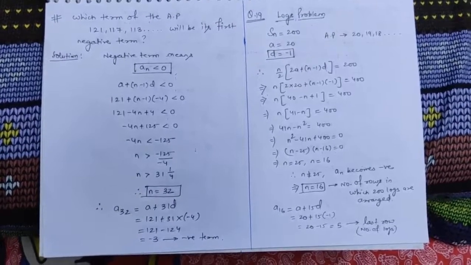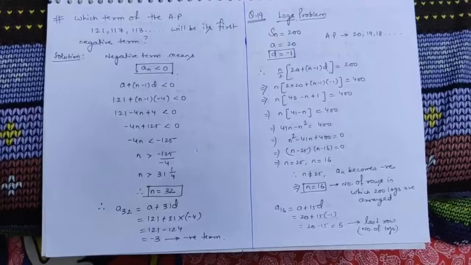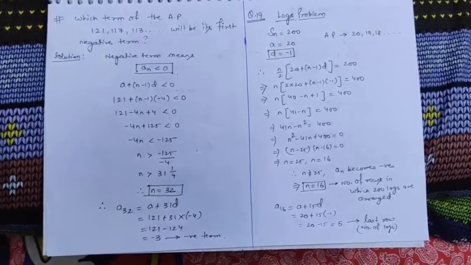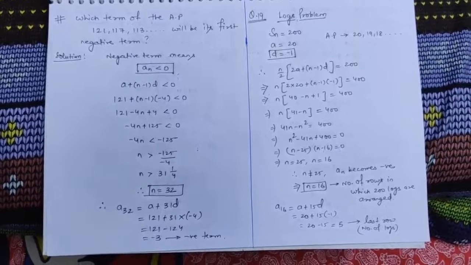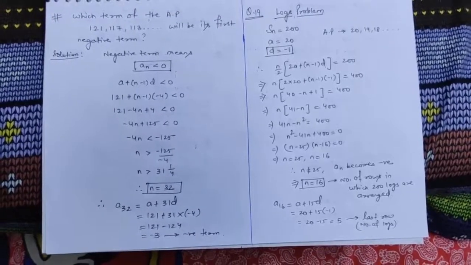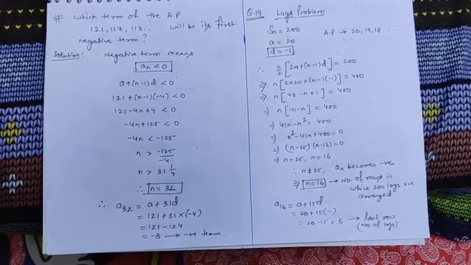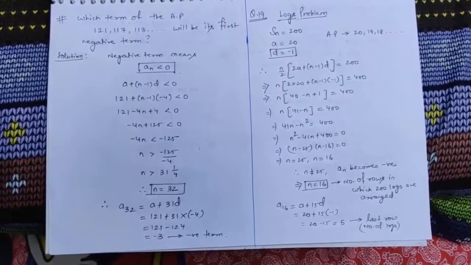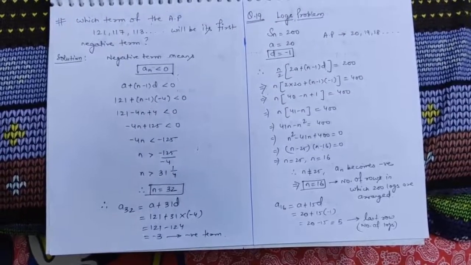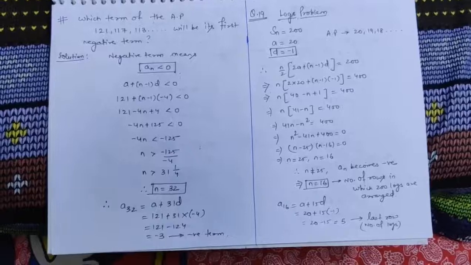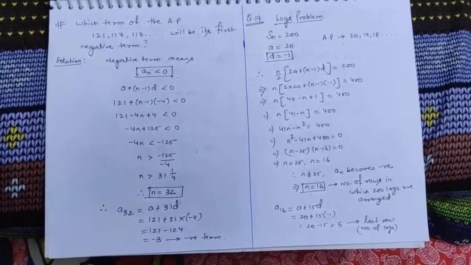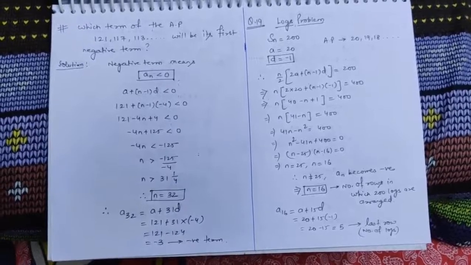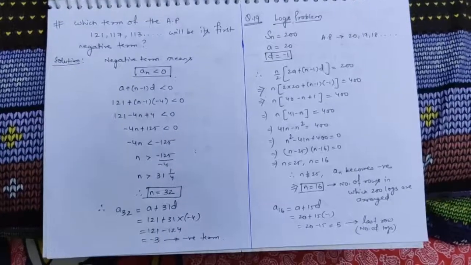Negative term means the value of the nth term should be less than 0. It should be negative. So an less than 0. The formula is a plus (n minus 1) into d less than 0. Substituting the value of a, which is 121. The value of n we don't know. The value of d is minus 4, because d is a2 minus a1, which is 117 minus 121 gives minus 4, less than 0. Now calculating: 121 minus 4n plus 4 less than 0.